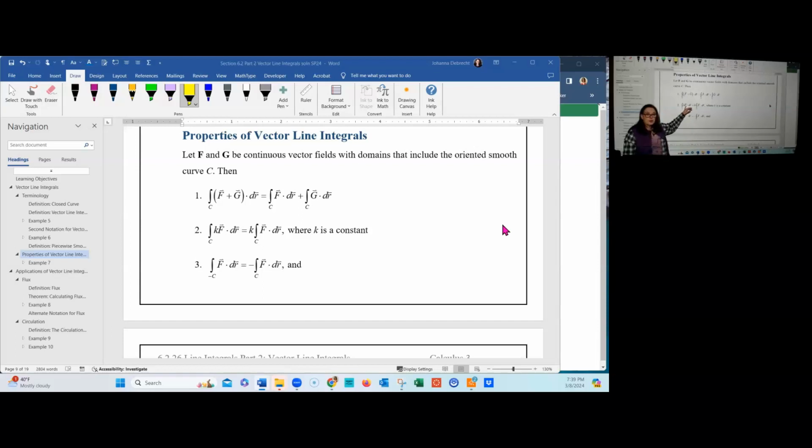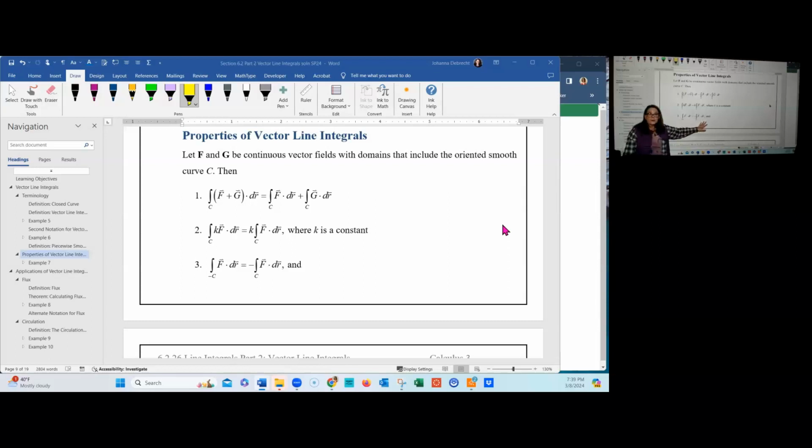What if we multiply our vector field by a constant before we dot it with the dr differential? In this case, it doesn't matter, just as it didn't matter in a scalar line integral. We can pull the constant out of the vector line integral.